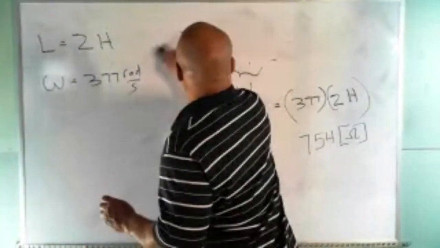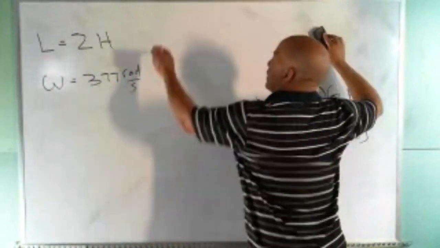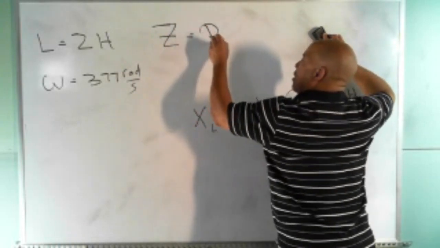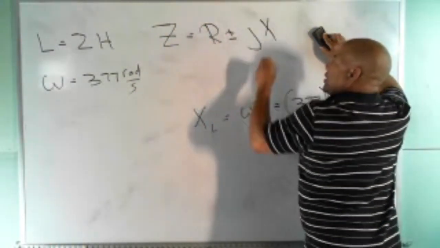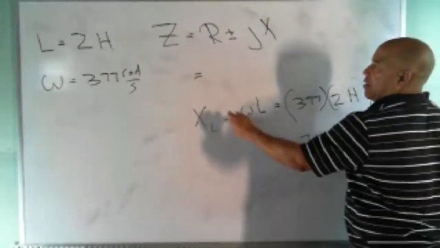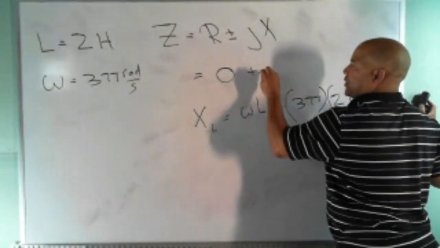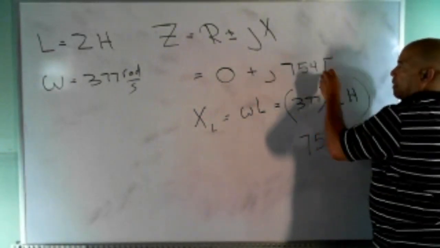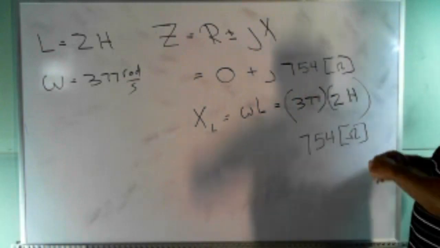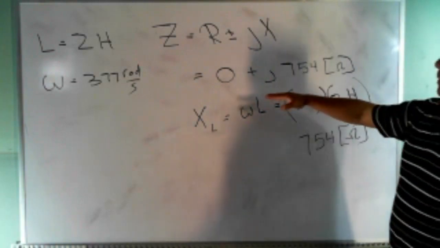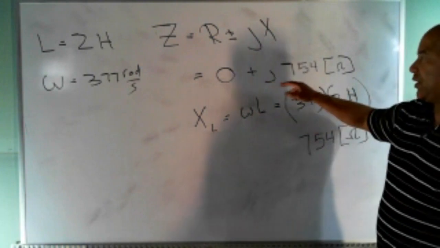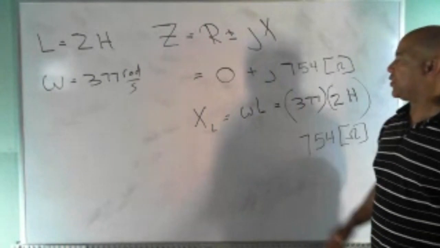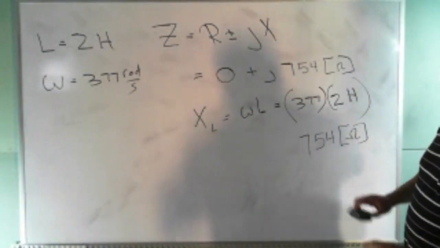So if I wrote that as an impedance, remember impedance is Z equals R plus or minus jX. So since I only have XL, it would just be 0 plus j754. So if I wanted to show that in rectangular form, that's how I would show it. Now, some people drop the zero. It's okay to show just the j754. It's fine. That's still rectangular form. But if you want to make it fit this, then you will put the 0 in there. So there it is in rectangular form.